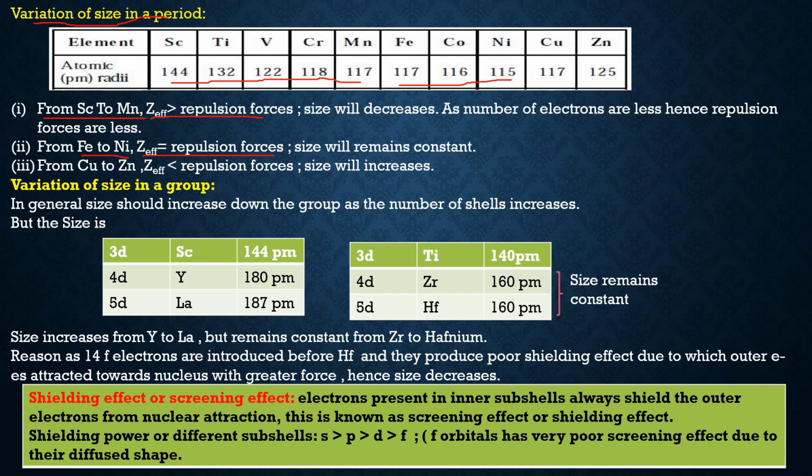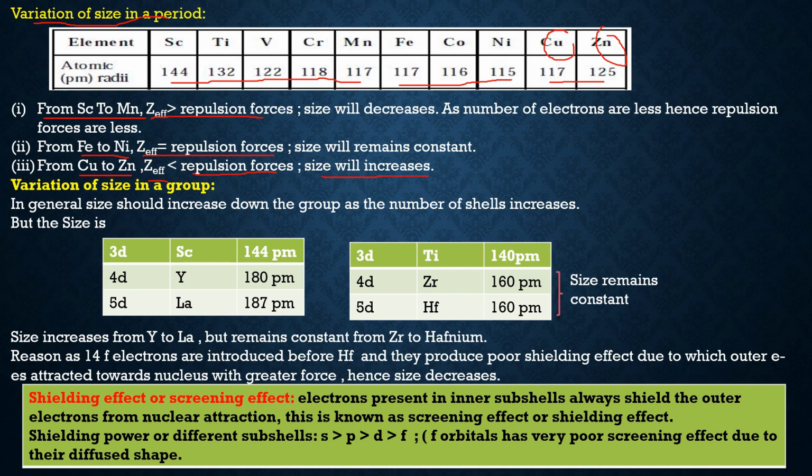Now let us come to copper and zinc, that is, at the end of the series. Here you can see there is an increase in size. The reason is that they have a full-filled configuration. Copper and zinc both have a full-filled configuration, due to which the repulsion forces are much more than that of effective nuclear charge, and hence the result is an increase in size.